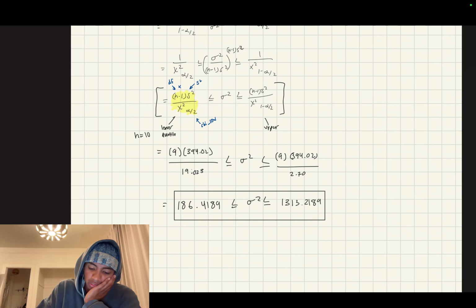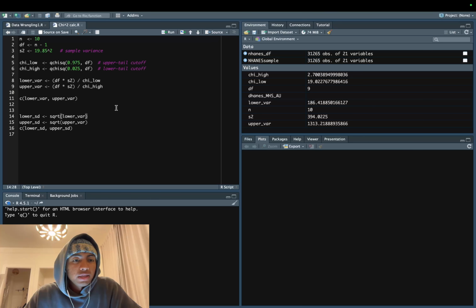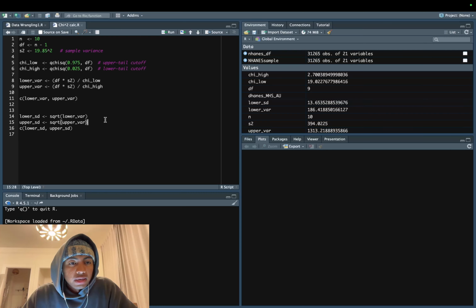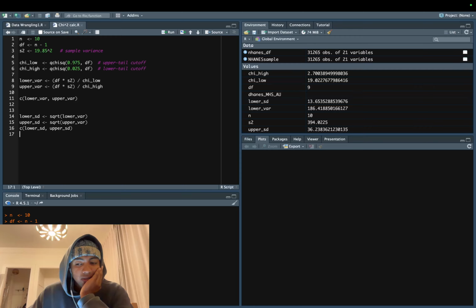The last thing that we can do to top this off is the standard deviation. Now we can get the lower standard deviation by taking the square root of our lower variance, and then the upper standard deviation from the upper variance, and string these along so that we can see those answers side by side. And we get SD equals 13.653, 36.238.